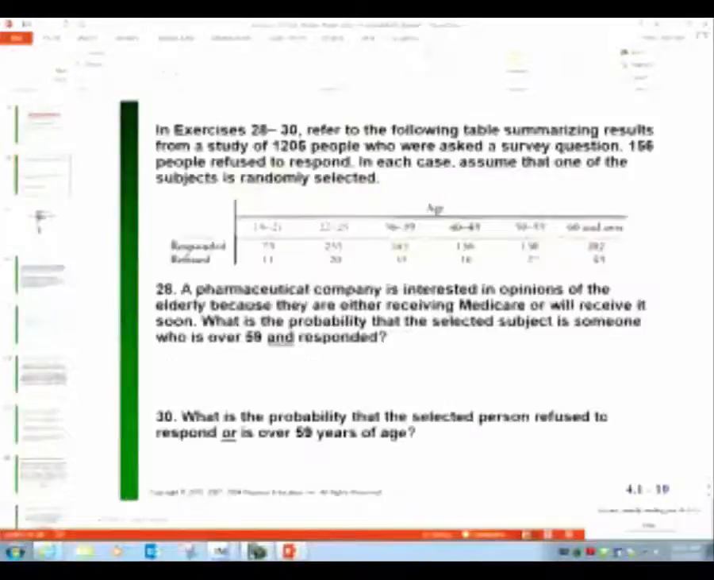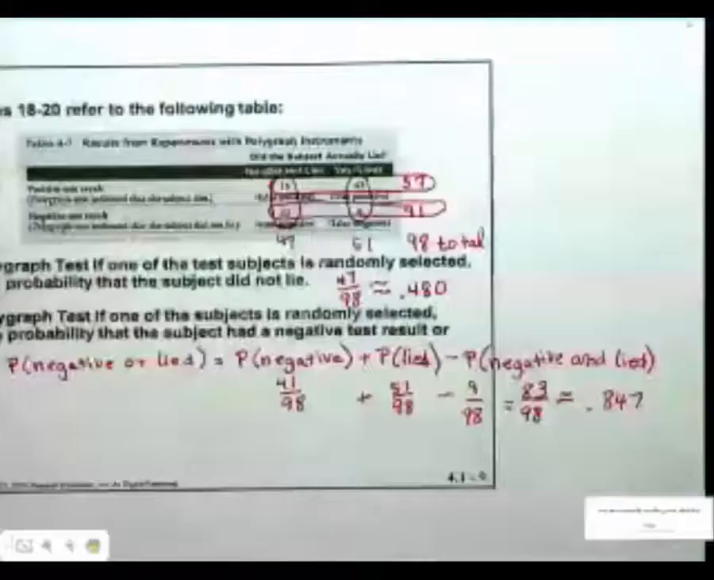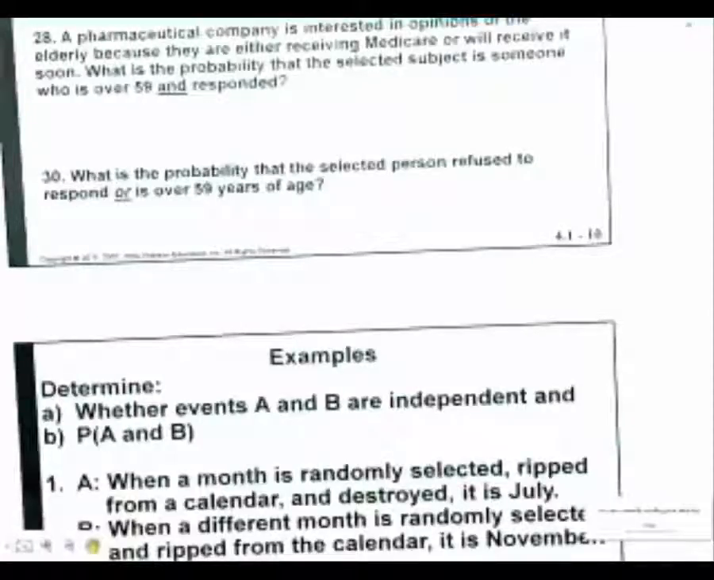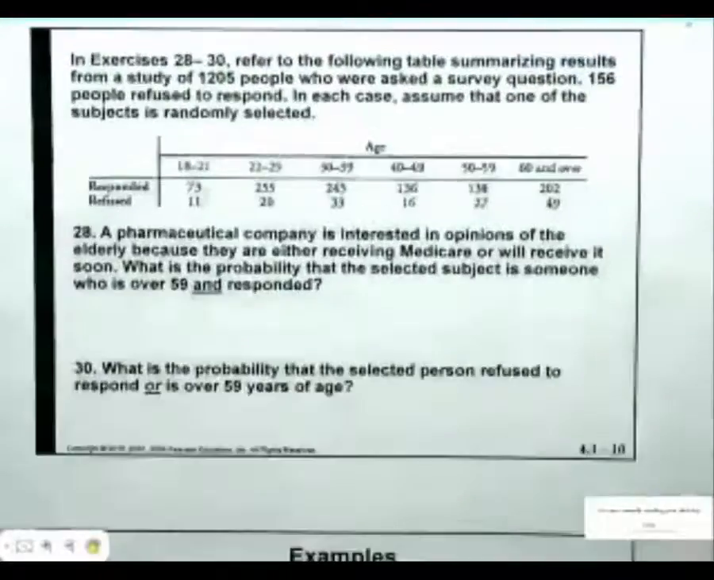Another table. So I have this one printed as well. This is a table that summarizes the results of one study of 1,205 people. I'm glad they gave me that number so I didn't have to add them all up, who were asked a survey question. Doesn't matter what the question was, we want to know how many were willing to respond and how many were unwilling to respond.